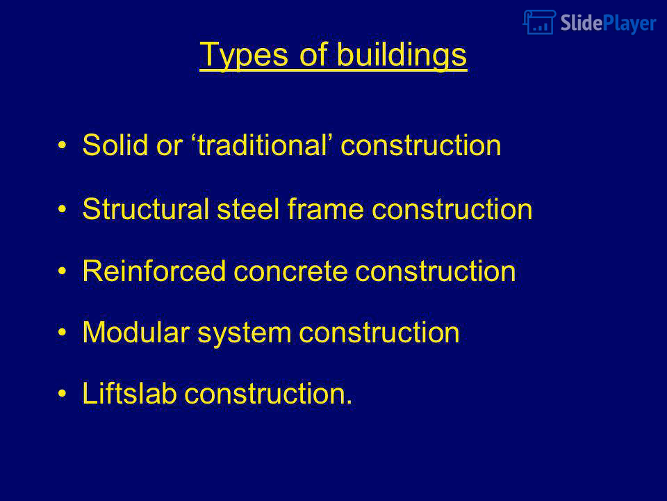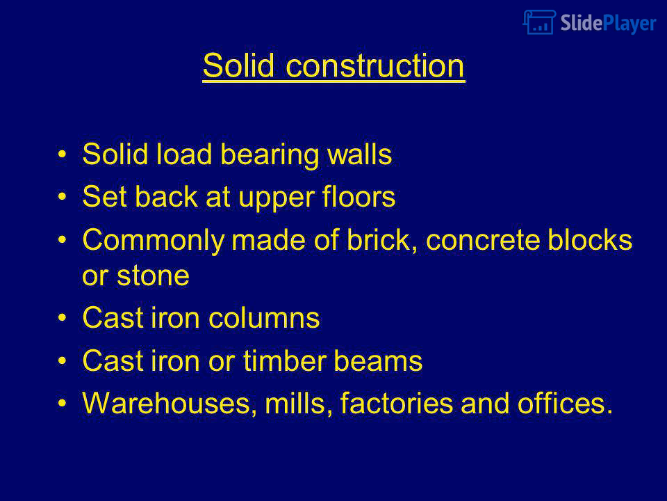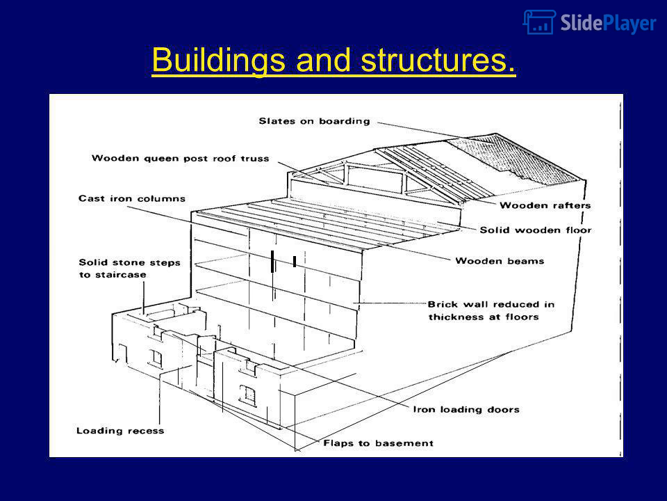Types of buildings: solid or traditional construction, structural steel frame construction, reinforced concrete construction, modular system construction, lift slab construction. Solid construction: solid load-bearing walls set back at upper floors, commonly made of brick, concrete blocks or stone, cast iron columns, cast iron or timber beams. Found in warehouses, mills, factories and offices.